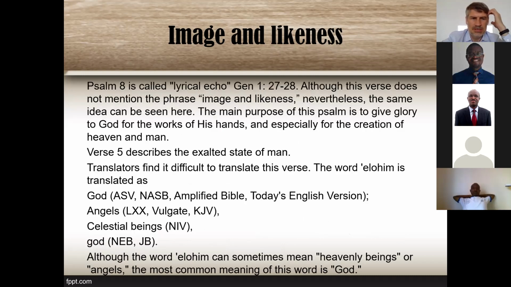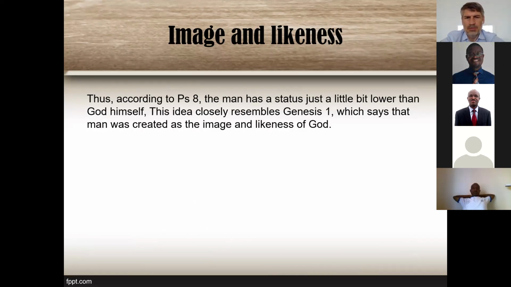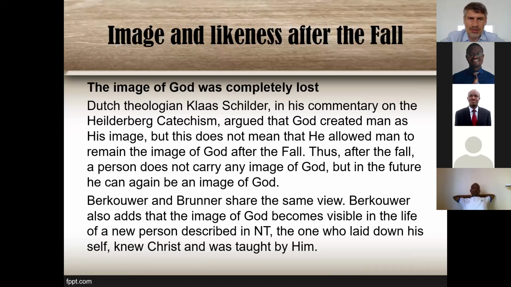So I already mentioned Psalm 8, which is called a lyrical echo to Genesis 1:27-28. In this verse in Psalm 8, we can see that man is described as created a little bit lower than God. In some translations, the translators try to play with this word in order to say that it is not God but somebody else in view there. But it is clear that when God created man, he is supposed to be a little bit lower than God. So he is supposed to be the image of God.